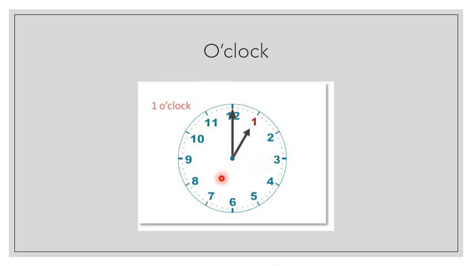Okay, let's say lah kalau short hand ini pointed to number 8. So kita akan sebut dia sebagai 8 o'clock. Kalau lah dia pointed to number 6, so dia akan jadi 6 o'clock.